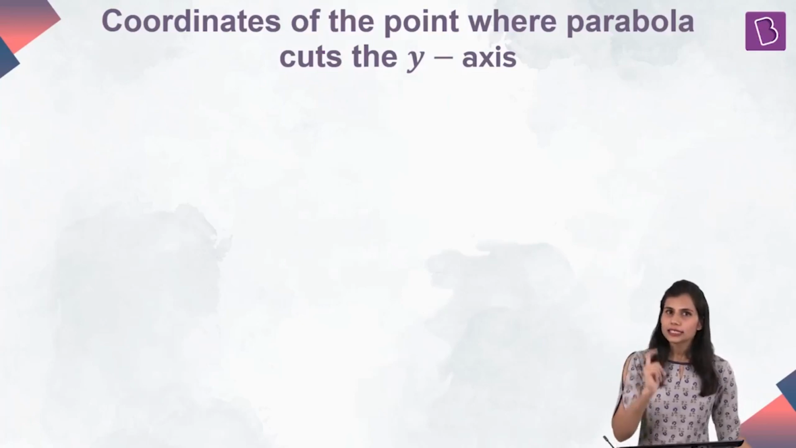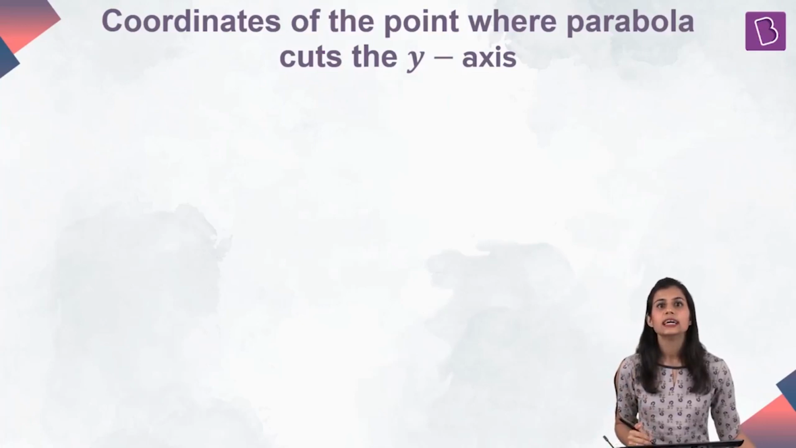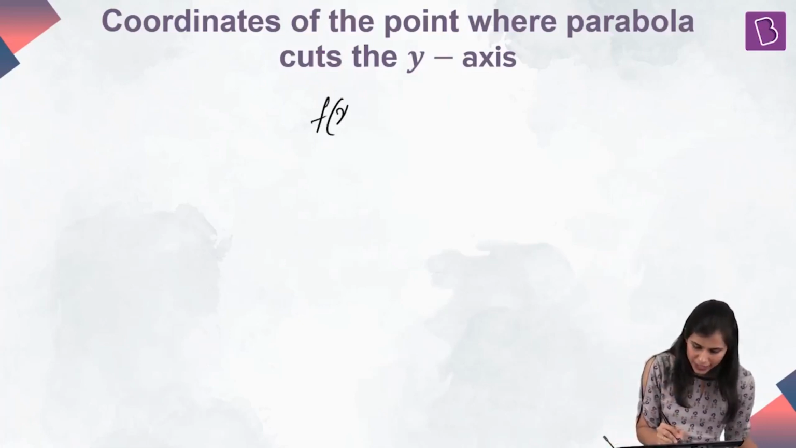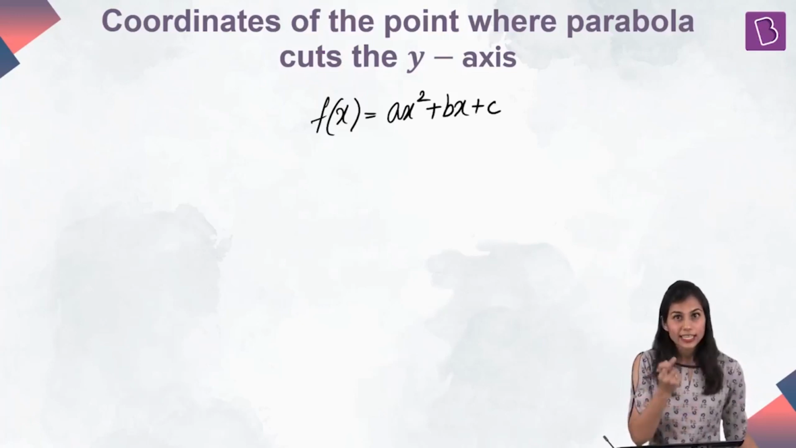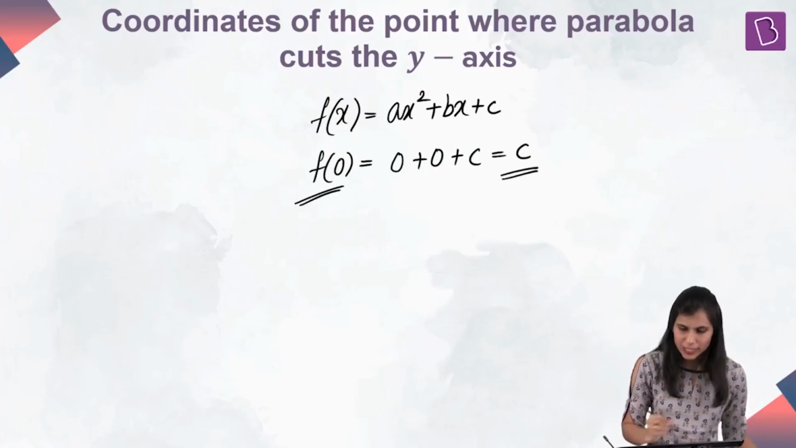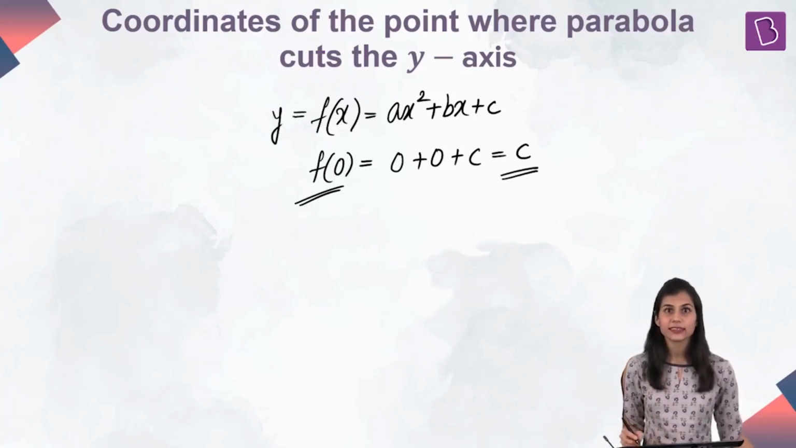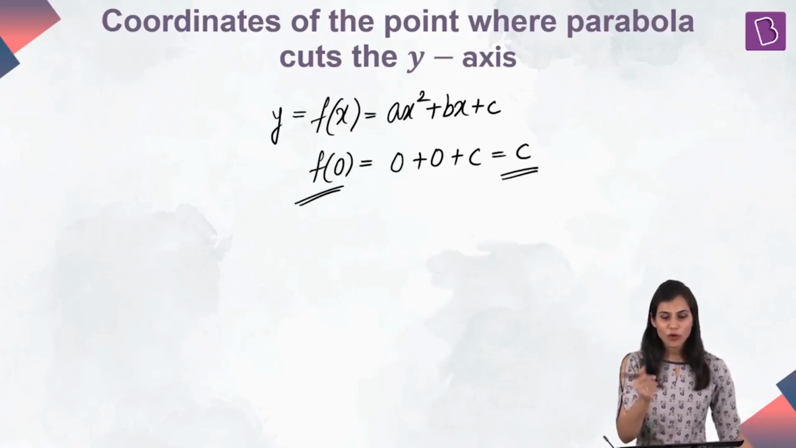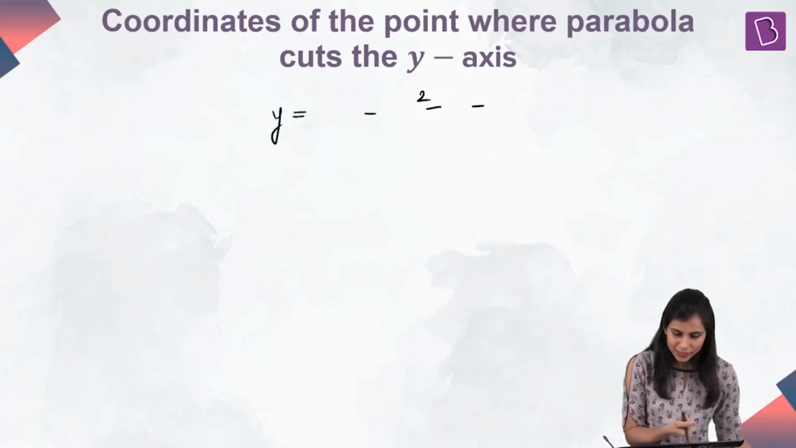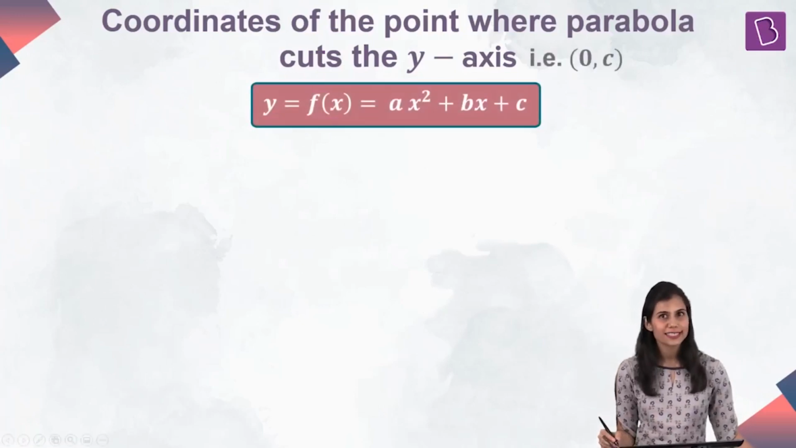Now, when a graph cuts the y-axis, that point of intersection has x-coordinate 0, right? Now, understand, if your given quadratic polynomial is ax square plus bx plus c, when you plug in x as 0, what do you get? 0 plus 0 plus c. That means f of 0 comes out to be c. That means when x is 0, y is coming out to be c. So the coordinates of the point where the parabola will cut the y-axis will be 0, c.